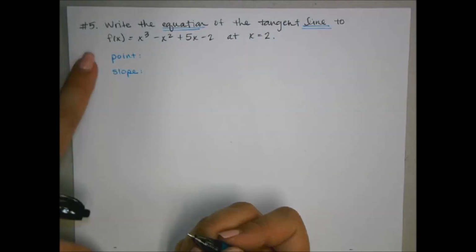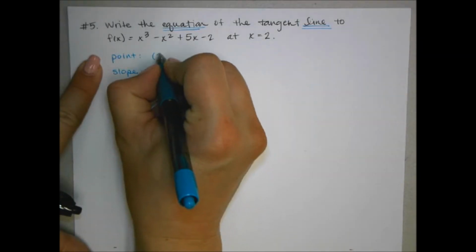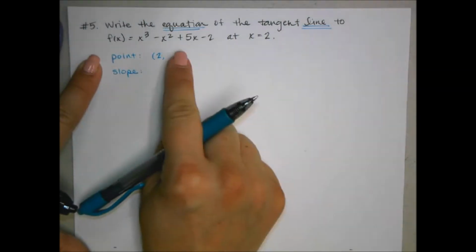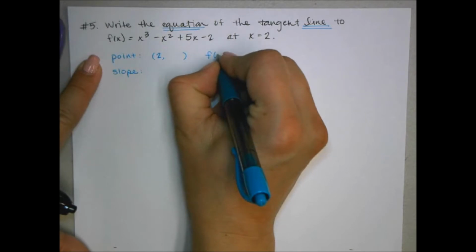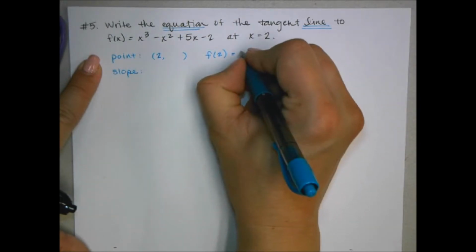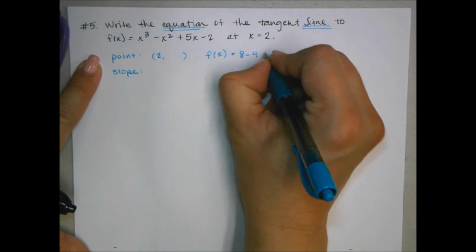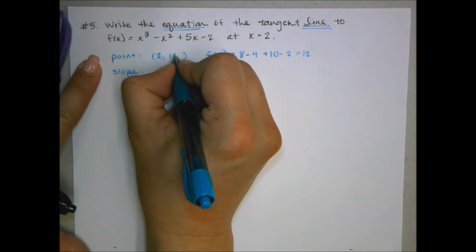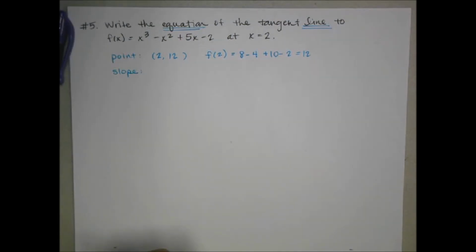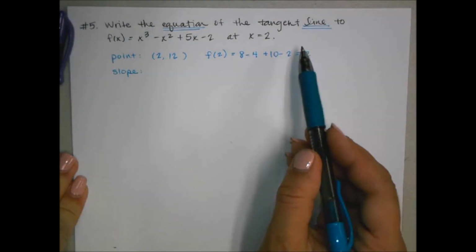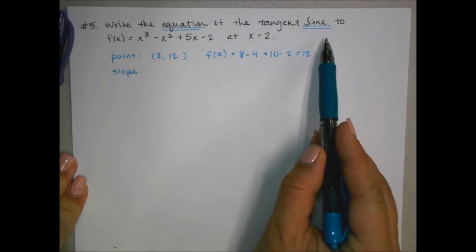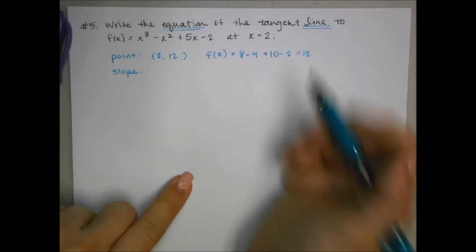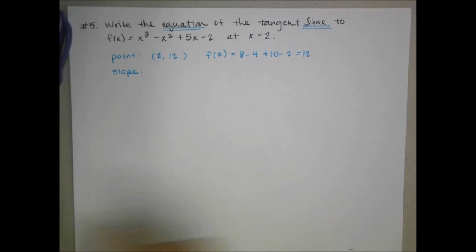Well, for our point, we know x has to be 2. To find the corresponding y value, we're just going to plug 2 back into our function. And we get 8 minus 4 plus 10 minus 2 is 12. So the point 2, 12. Now on to the slope. So the slope of the line, well, it's the slope of the tangent line, which is our derivative when x is 2. Now we need the derivative of f.